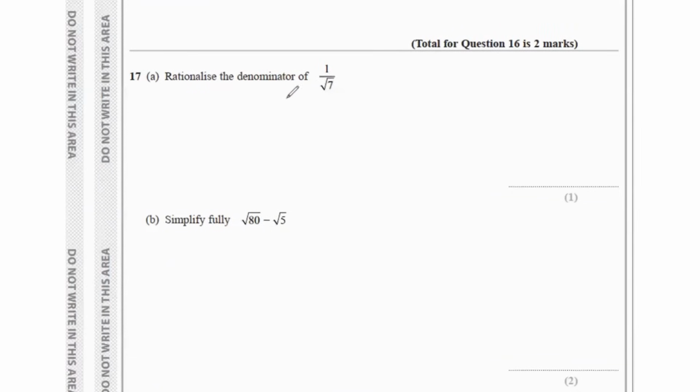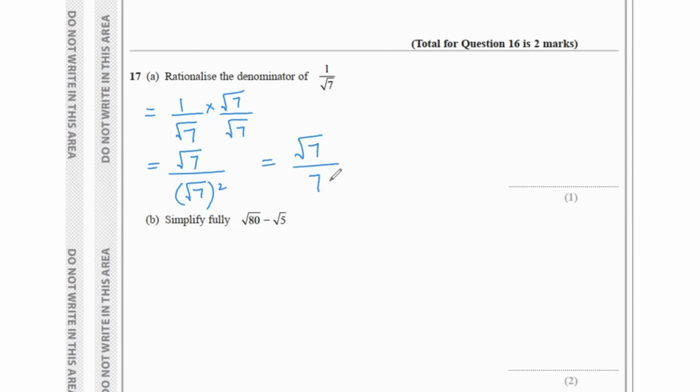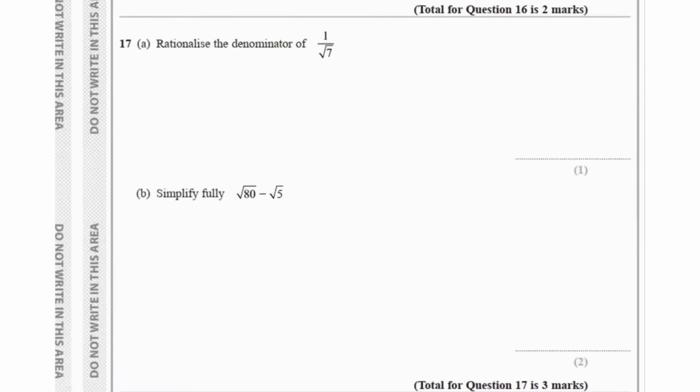Next question says rationalize the denominator of 1 over root 7. So to rationalize the denominator, we multiply and divide the fraction by the denominator, which is the surd in this case. So that's going to be root 7 over the square root of 7 squared. The square of a surd is the number itself, so root 7 over 7. That's your answer.